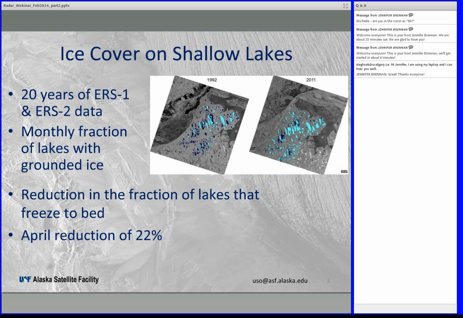Now, the diagram shown is a sample of the monthly results for April. The images are the same area, but are separated by 19 years. When you look close, you'll see that there's both dark blue and light blue classification of some of the lakes. The light blue represents where there's floating ice, so you can easily see that the image on the right, which is more recent, has a lot more light blue, thus more floating ice.